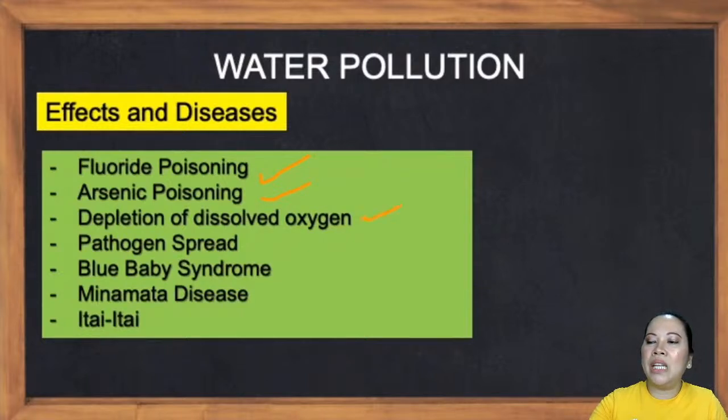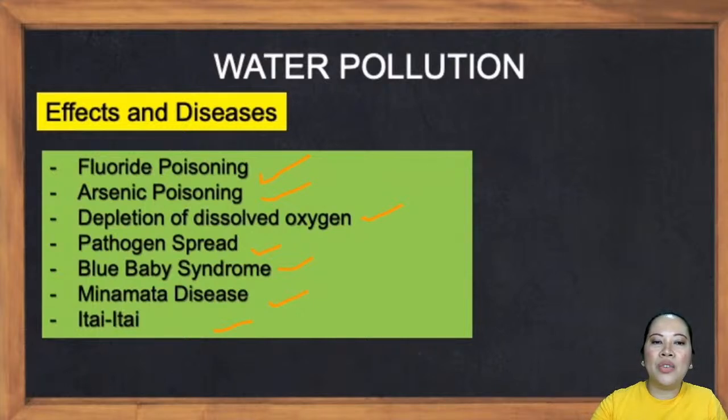It could also deplete your dissolved oxygen. So when water pollution depletes your oxygen, you will have pathogenic spread. The pathogens that are there will spread disease. That's why you will have your blue baby syndrome or Minamata disease or itai.